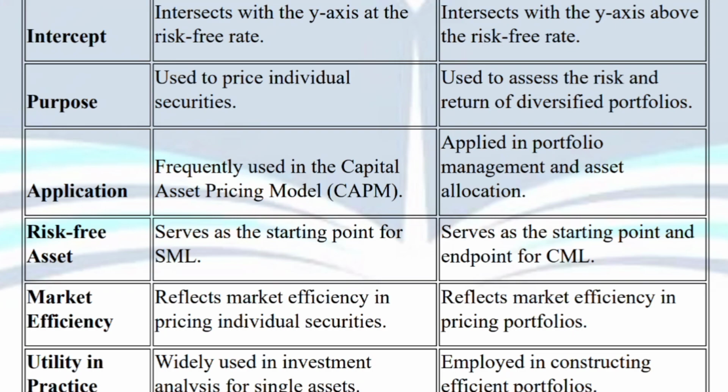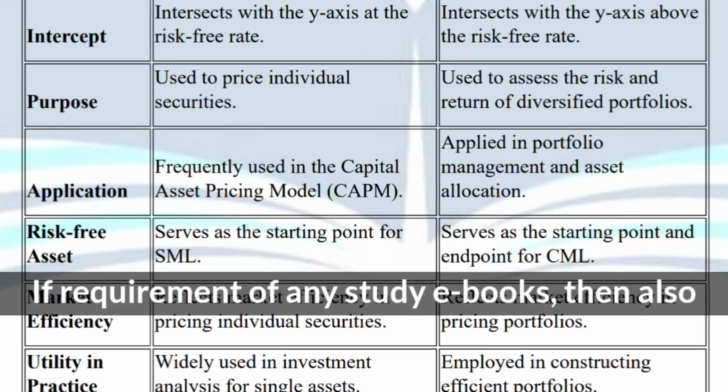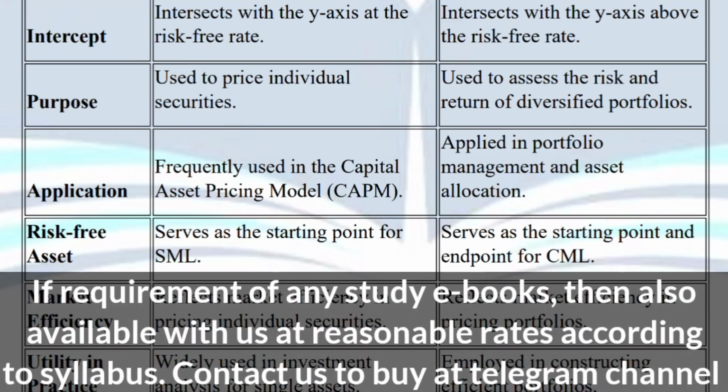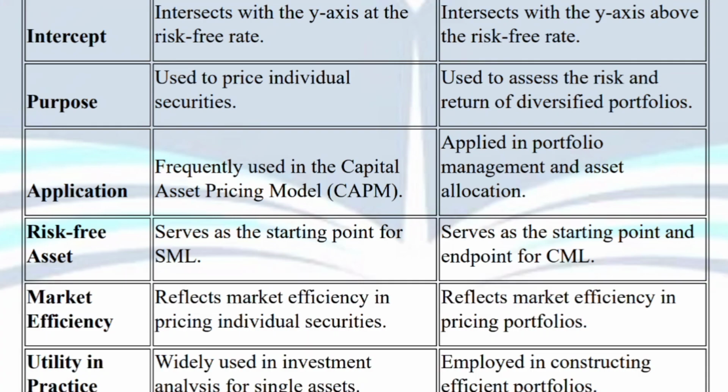Because of the risk-free asset, there is a choice for the investors. In the CML, that is the capital market line, they can choose from two options. They can invest solely in the risk-free asset, or they can combine it with the risky asset to make a diversified portfolio. So this is the reason that in the capital market line, the risk-free asset serves as both the starting point as well as the ending point.